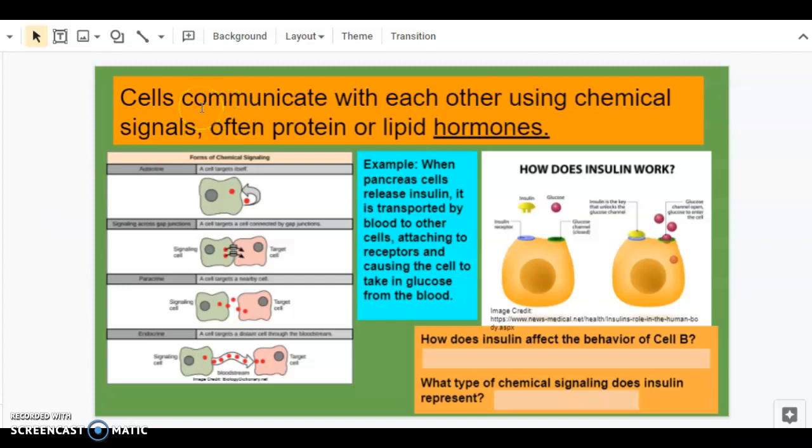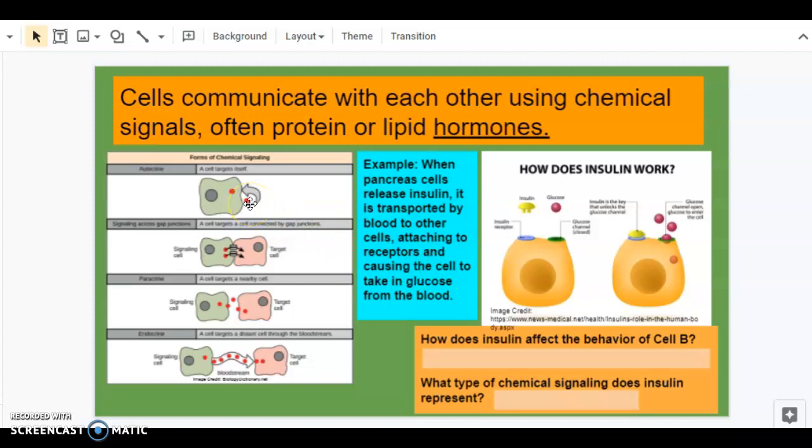Cells often communicate with each other using chemical signals like protein or lipid hormones. For example, when pancreas cells release insulin, it's transported by the blood to other cells, it attaches to receptors, and causes the cell to take in glucose, so it changes the cell behavior.